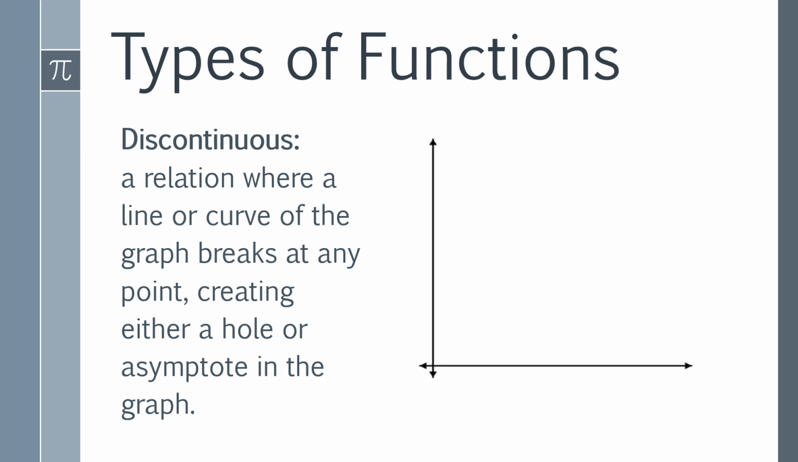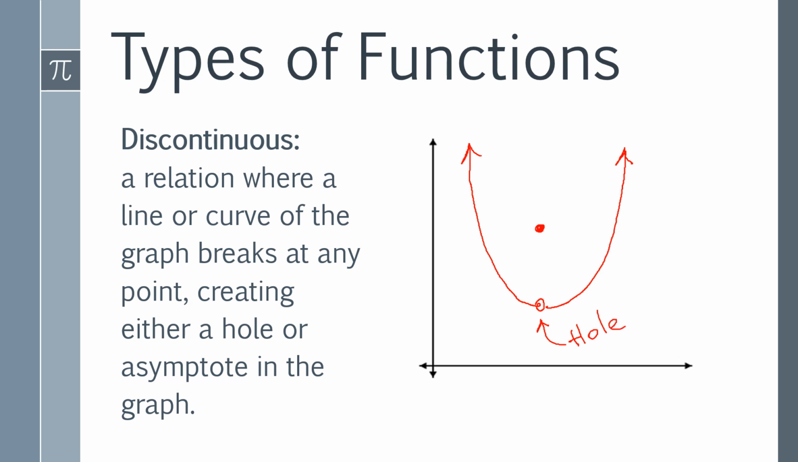Discontinuous functions are functions where the line or curve breaks at any point, creating either a hole or what we would call an asymptote in the graph. So a hole is often represented, let's say we have a parabola, we're going to start here, and there's a little circle there that represents a hole in the graph. Now, the other thing that might happen is we might have another point right here at that x value. That is still a discontinuous function. Like I said, we have a hole in the function.